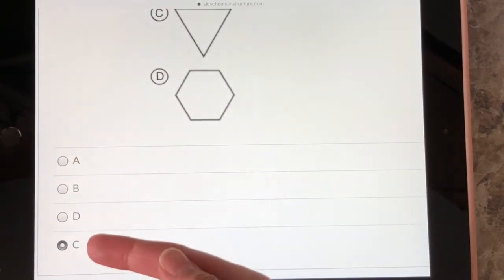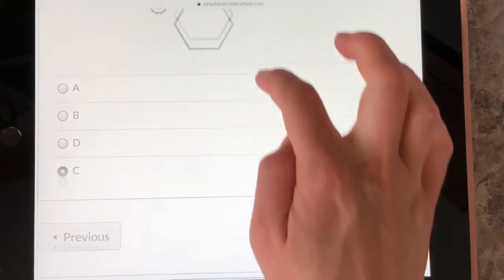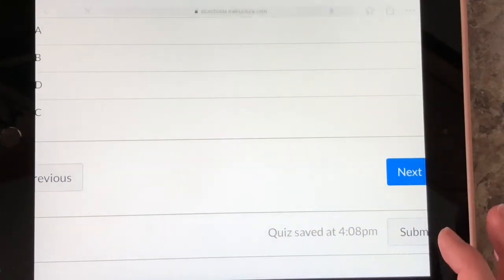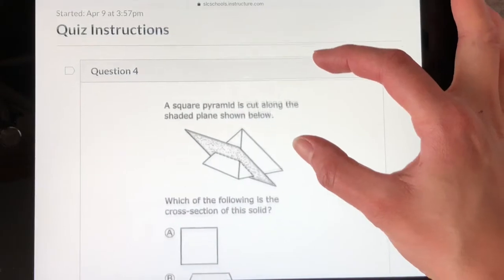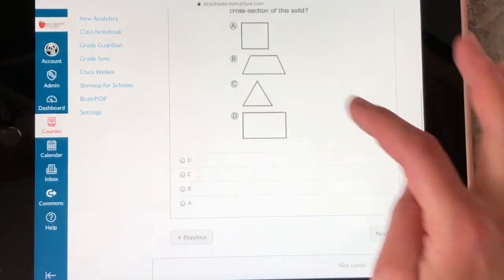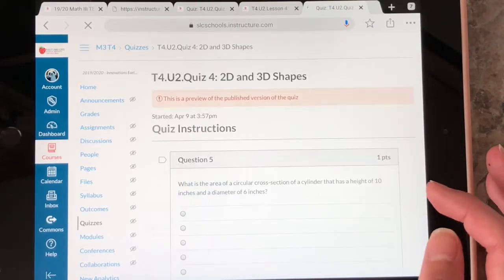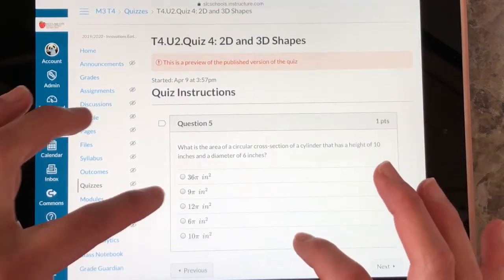Sorry, they're out of order. Please be diligent when you're picking your answer. That's the shape. Next. Okay, I'll let you guys do that one on your own. Next. All right, let's look at this.